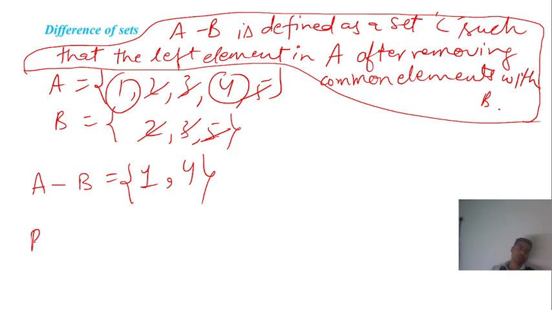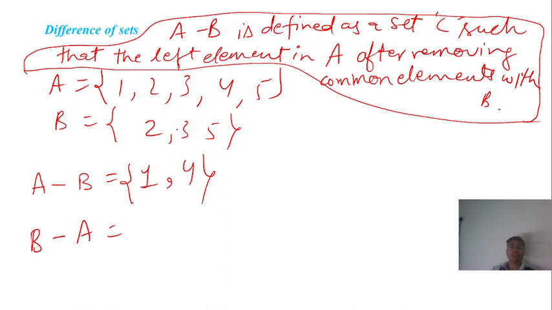If you are going to write B difference A, then what elements will you get? Tell me. Now you will have to note the elements that are left after removing from set B. So you remove all the common elements from set B and write the answer. Remove 2, 3, and the element left in set B is 5.